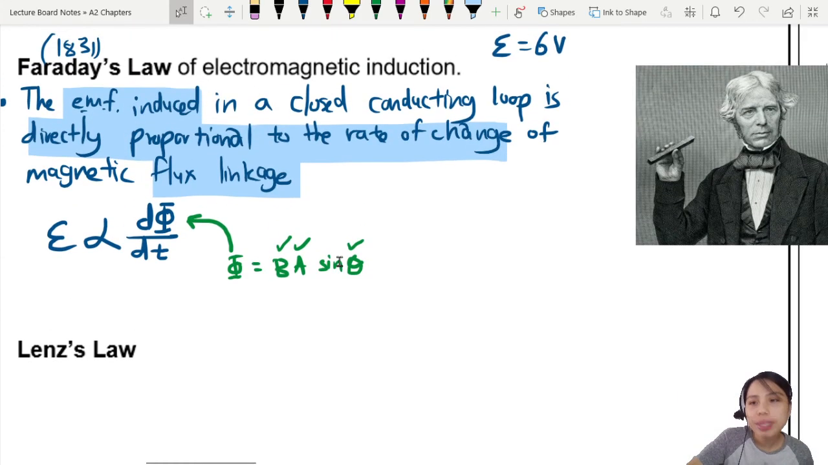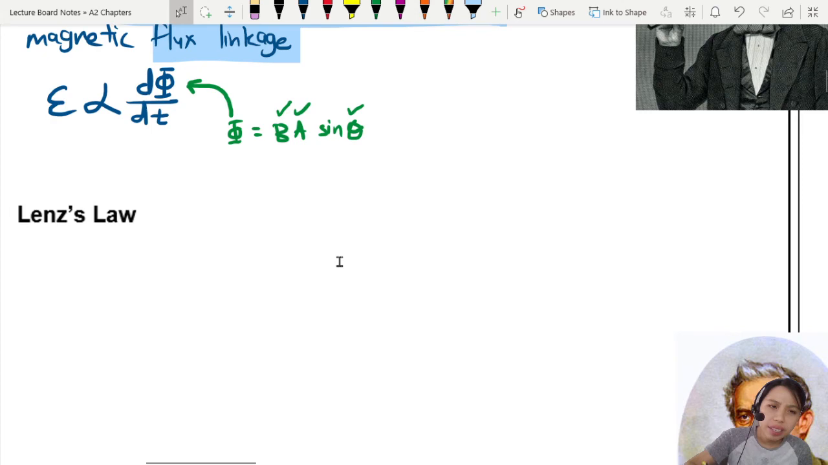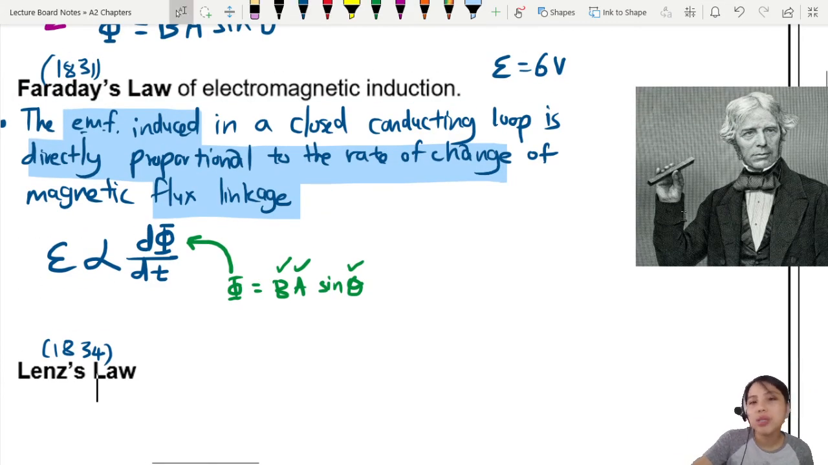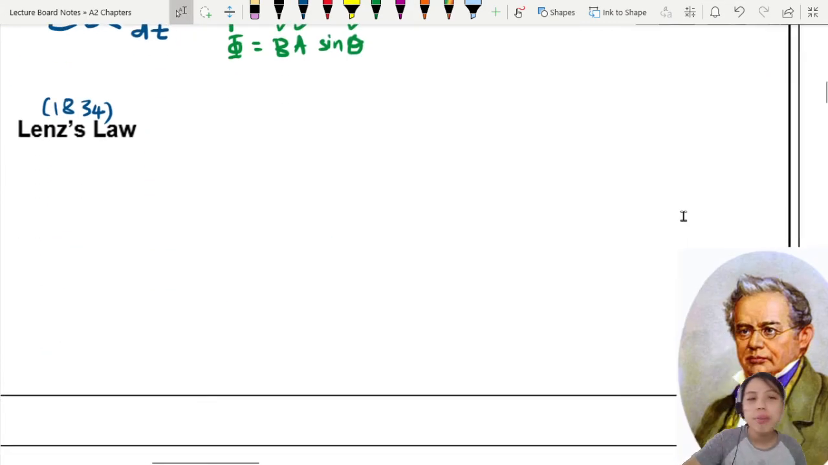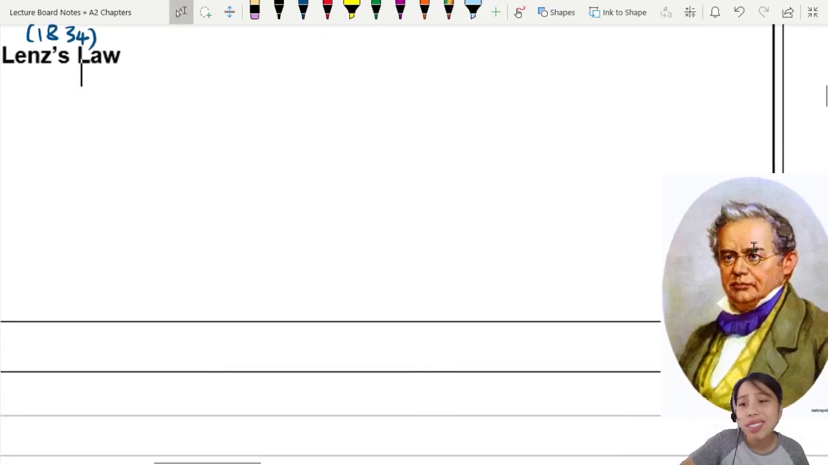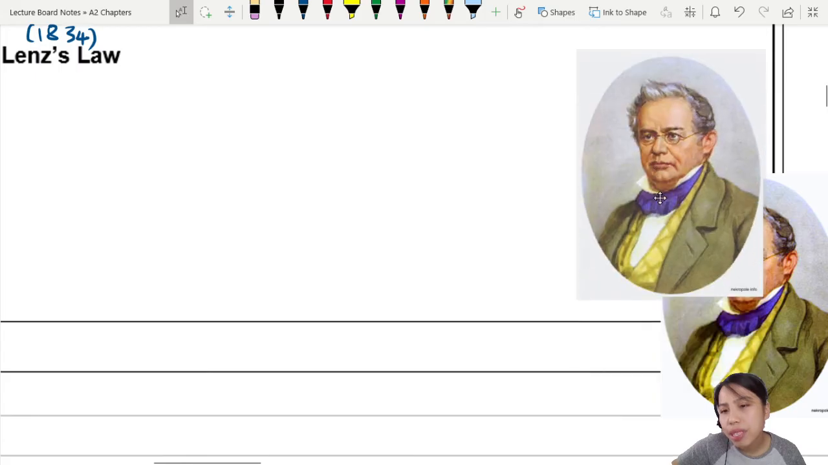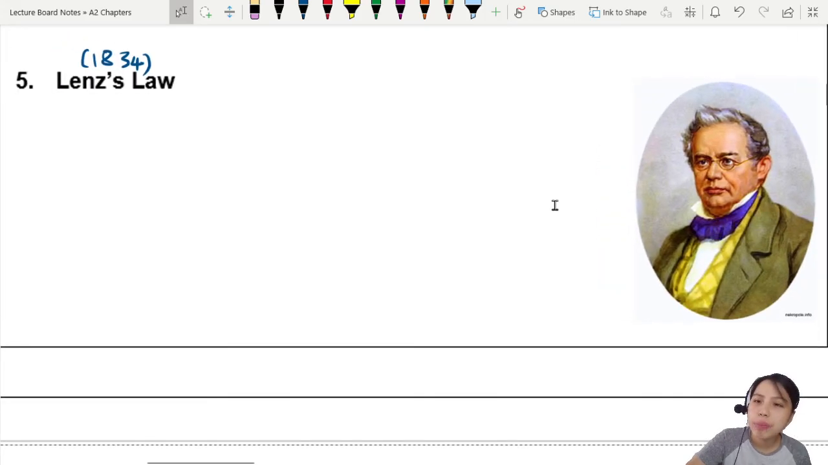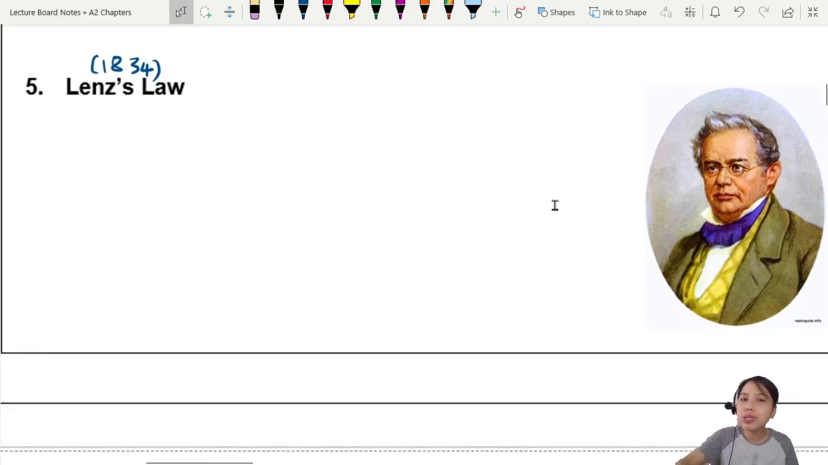Lenz's Law. Lenz came along about 3 years later, I think, about 1831, or was it? Oh, that was Faraday. Faraday was in England. He's an Englishman doing his experiments in the lab, and then along comes Lenz, this Russian physicist, and he says, "Hang on a second. There's one thing you missed out, Mr. Faraday, and that is this strange behavior of induced current and EMF."